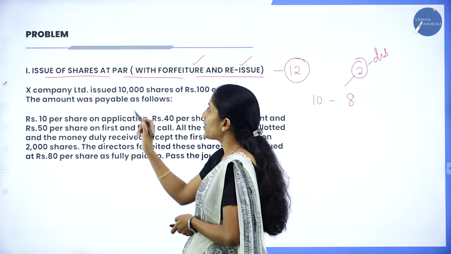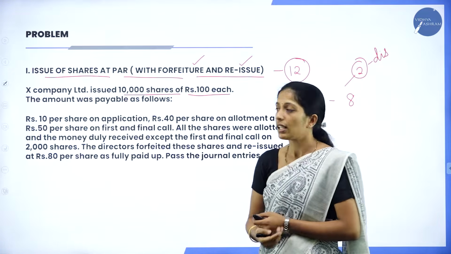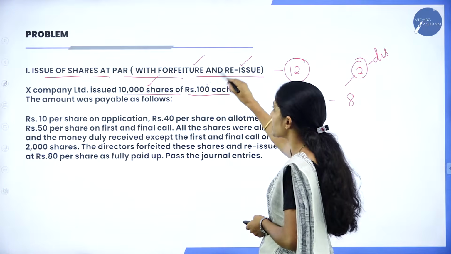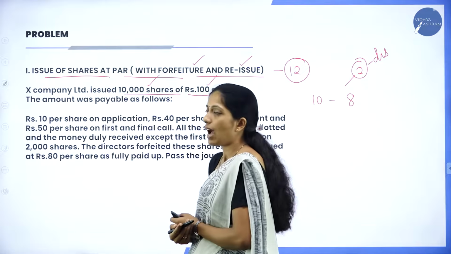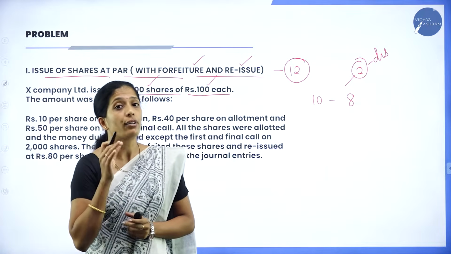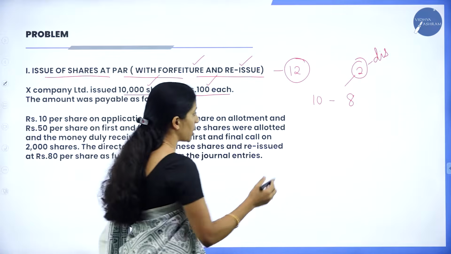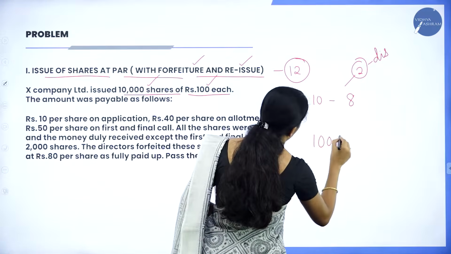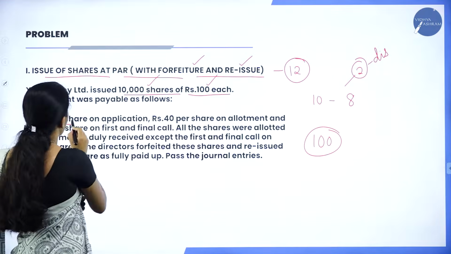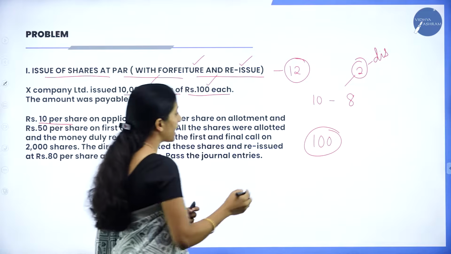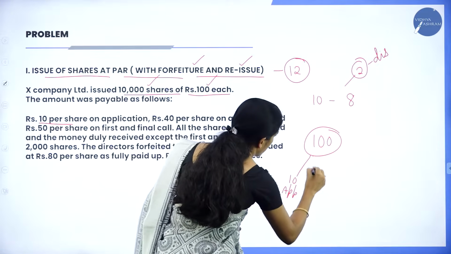Now X Company Limited issued 10,000 shares of rupees 100 each. Now they are issuing 10,000 shares, and what is the value of a share? That is 100 each. The amount was payable as follows. Now let us see how this 100 rupees has been paid. So what are the different stages? Now 100 is the value of each share. Here they have clearly given rupees 10 per share on application. So this is the first stage.